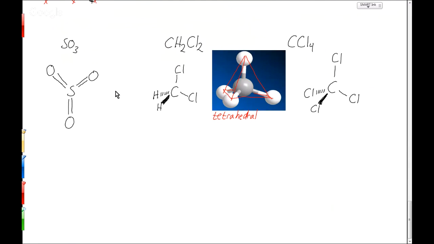So let's look at these. That's right. That's the first step: to decide where those positive and negative pieces are going to be, by looking at each bond and deciding which of the 2 atoms in that bond is more electronegative.